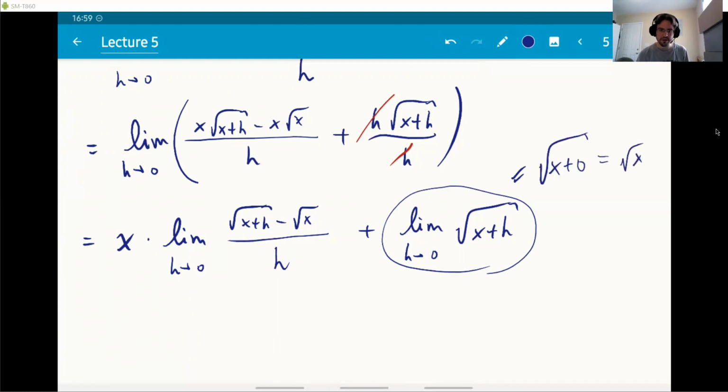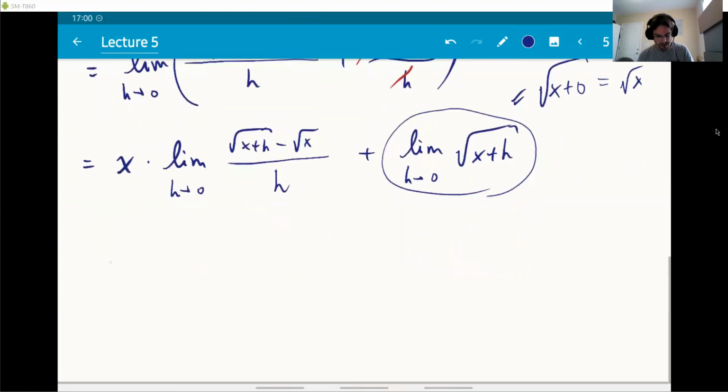The first one still is not quite like that. We're dividing by h. We have to do something about it, and it's the case where you have a difference of square roots. So the technique that you should be thinking about here is the rationalization, or multiplying by the conjugate, which is what I'm going to be doing. So remember, there's an x outside, multiplying the limit. Let's keep it there.